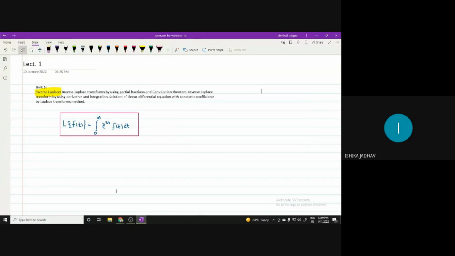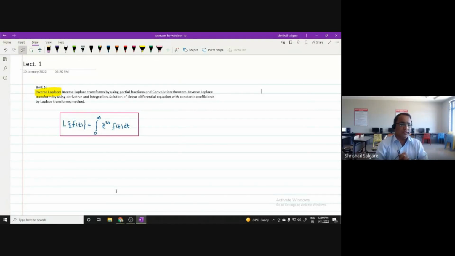Okay, fine. Now I will shift to the inverse Laplace transform and I will continue totally from the beginning. So as a definition, suppose you consider the definition of inverse Laplace transform, whatever I am writing.